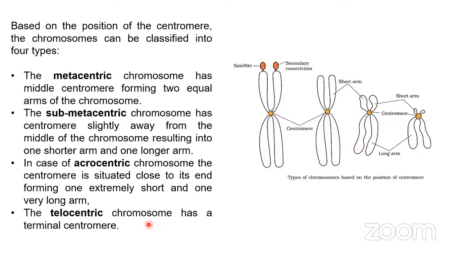The last is the telocentric, where the centromere is present just at the terminal. So there is a very short arm, which may or may not be visible, due to the presence of the centromere at the terminal of the chromosome. So these are the four types of chromosomes based on the position of the centromere: metacentric, submetacentric, acrocentric, or telocentric.